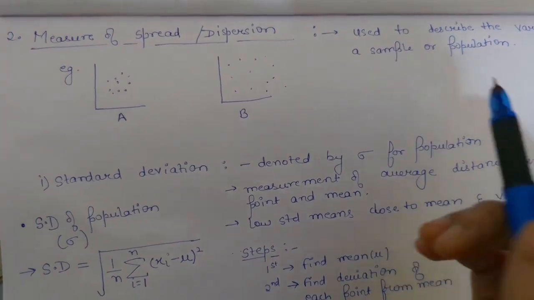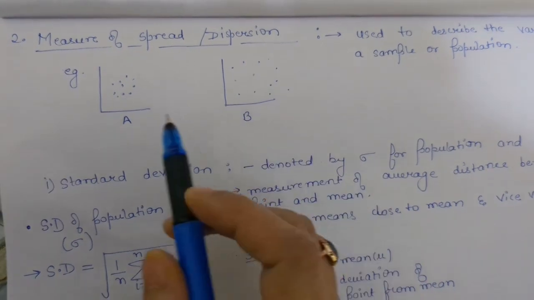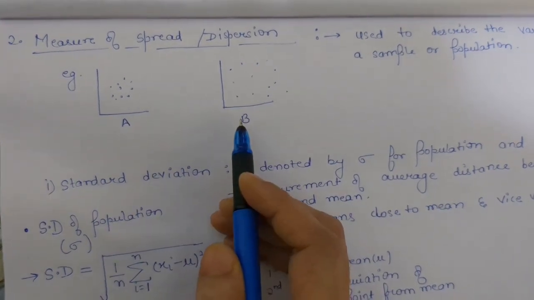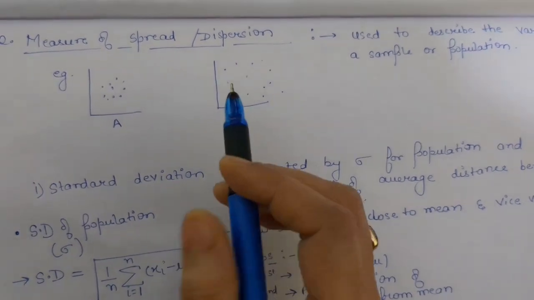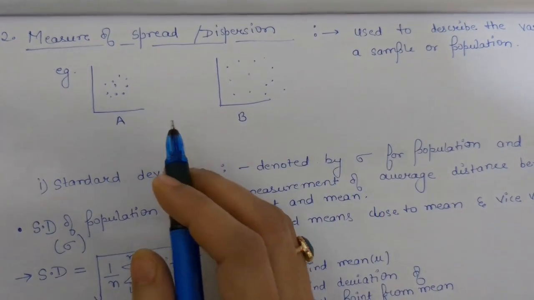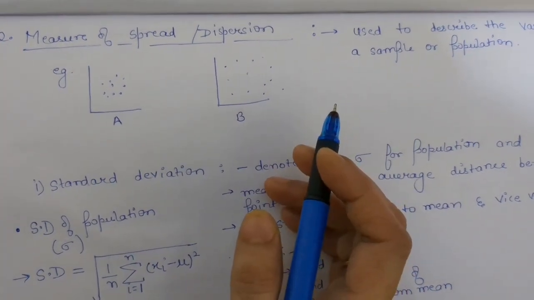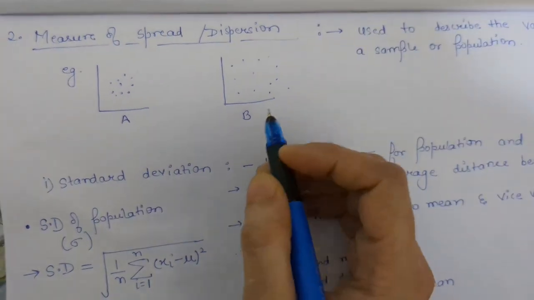For example, I have these two data sets, data set A and data set B. What do you think? In which data set are the data points more spread? Yeah, correct, you are right.